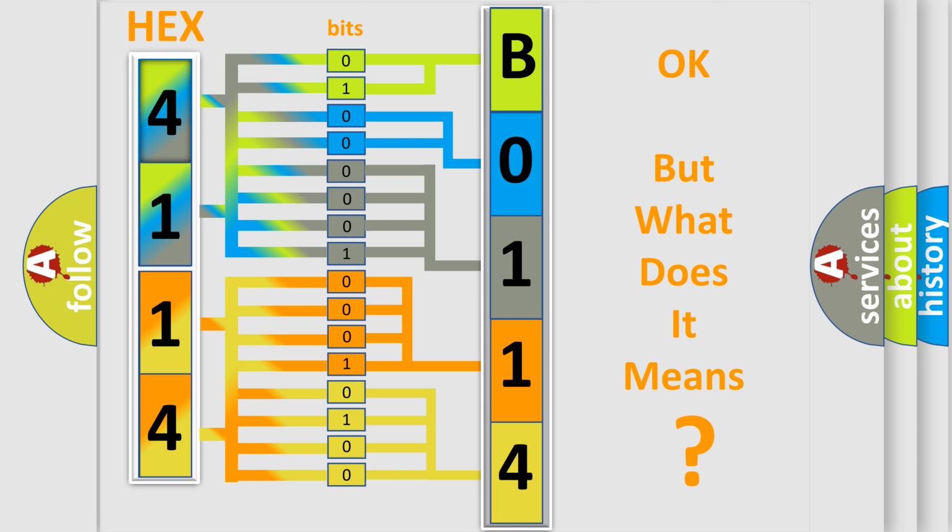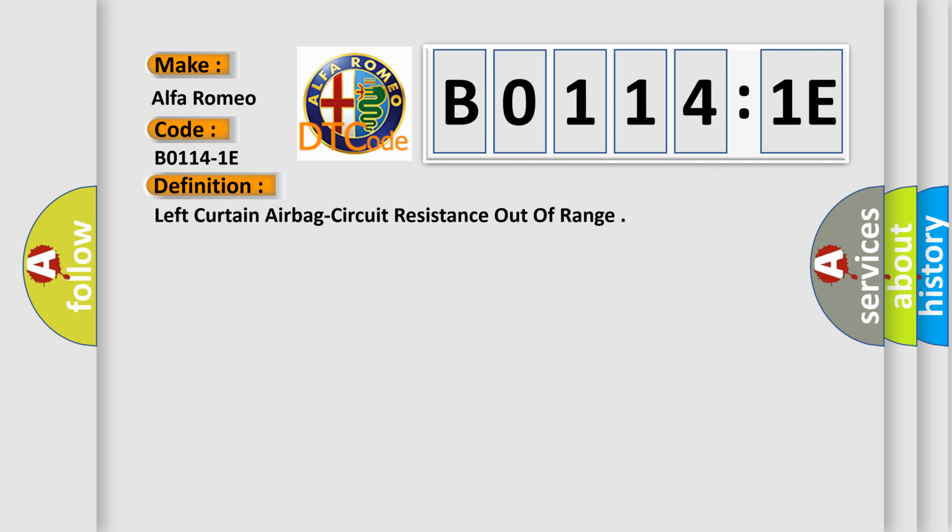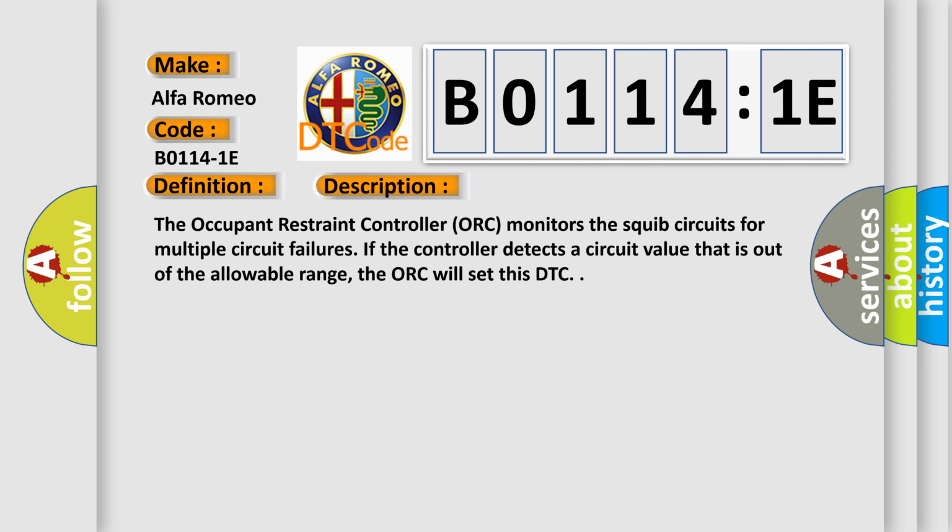The number itself does not make sense to us if we cannot assign information to what it actually expresses. So, what does the Diagnostic Trouble Code B0114-1E interpret specifically for Alfa Romeo? The basic definition is left curtain airbag circuit resistance out of range. And now this is a short description of this DTC code. The Occupant Restraint Controller, ORC, monitors the squib circuits for multiple circuit failures. If the controller detects a circuit value that is out of the allowable range, the ORC will set this DTC.